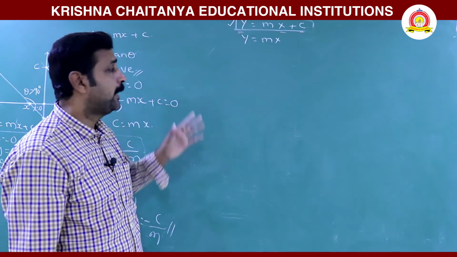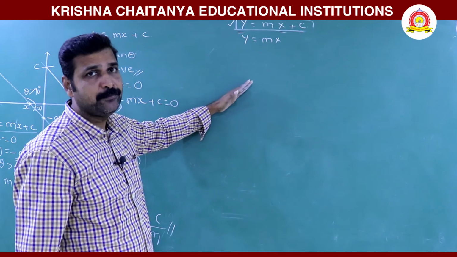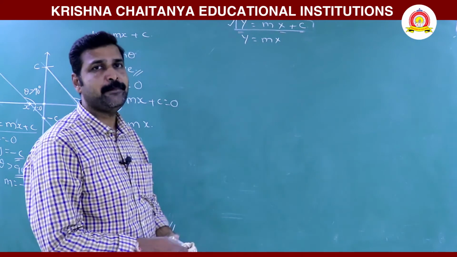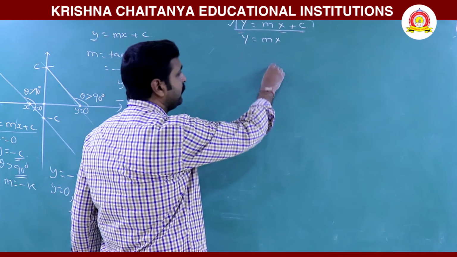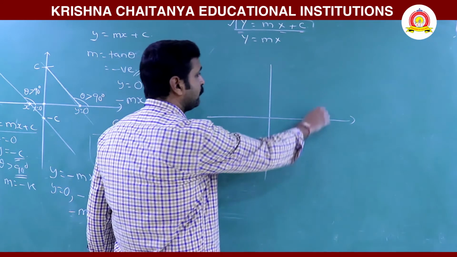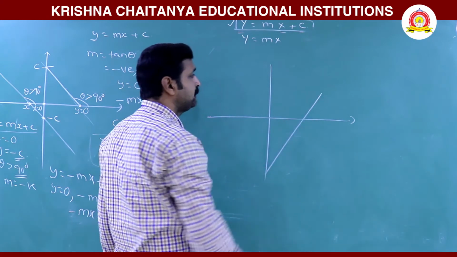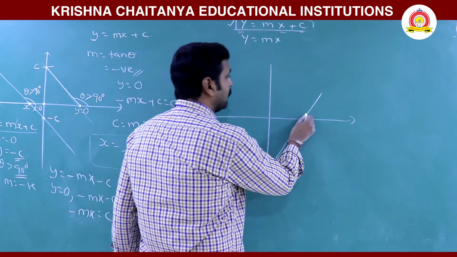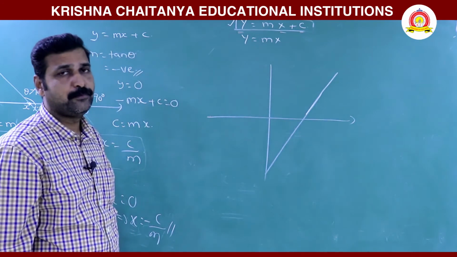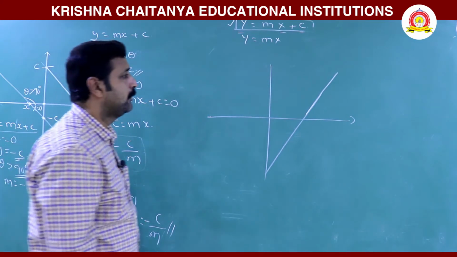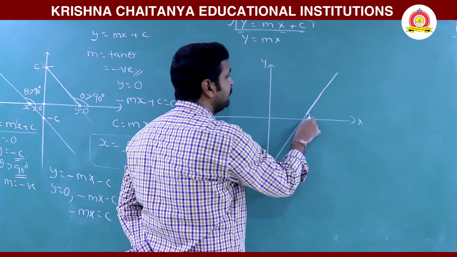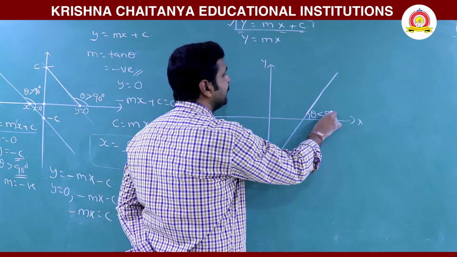One is positive slope, theta less than 90; another one is negative slope, theta greater than 90, for y is equal to mx. Now here we are discussing y is equal to mx plus c. If a graph is in this pattern, what is the slope, y-intercept, and x-intercept for this pattern of graph? Look here, this is theta, which is less than 90.